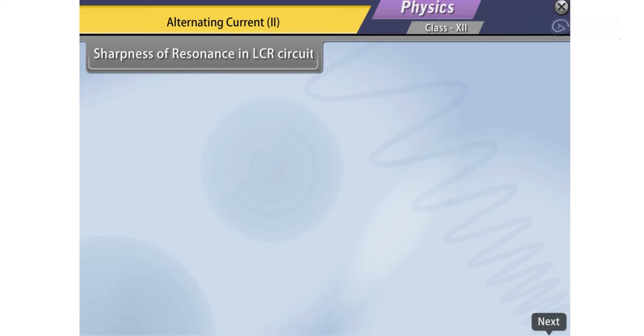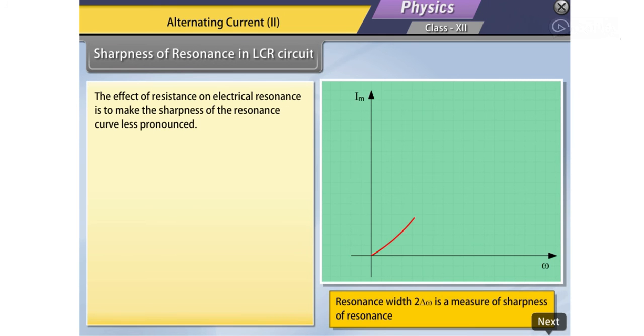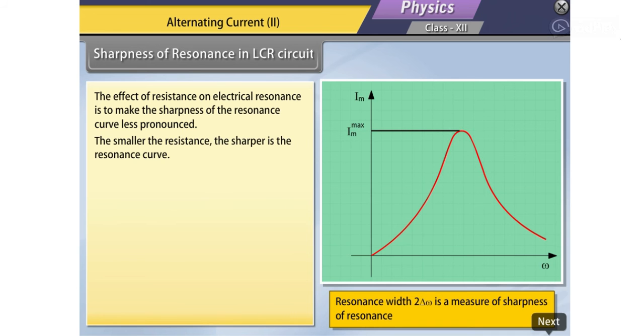Sharpness of resonance in LCR circuit. The effect of resistance on electrical resonance is to make the sharpness of the resonance curve less pronounced. The smaller the resistance, the sharper is the resonance curve.